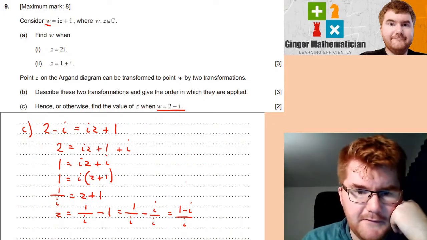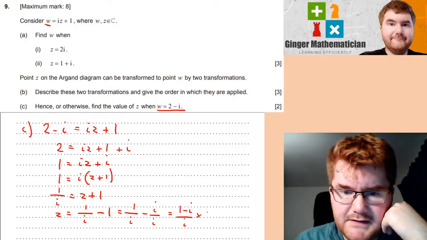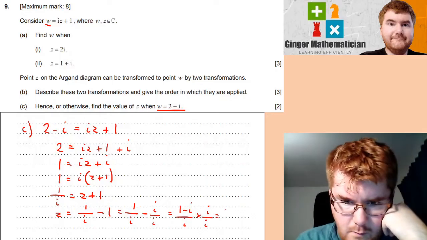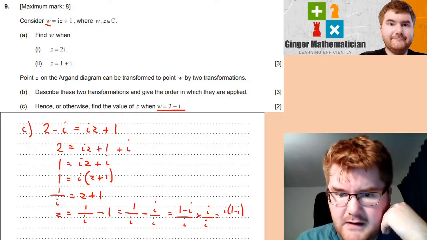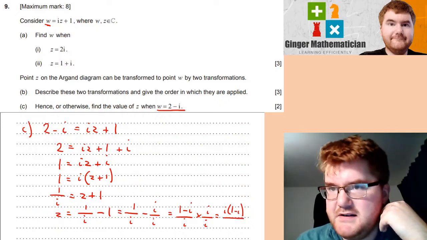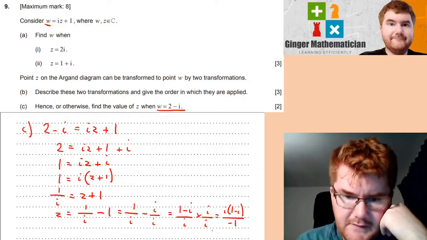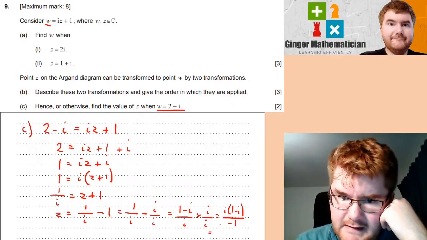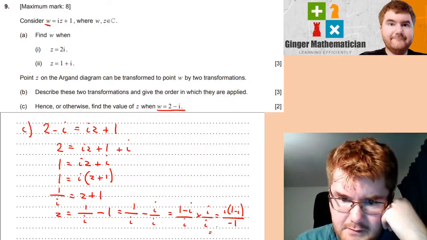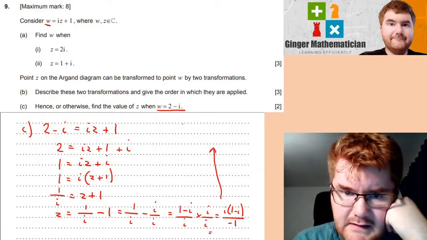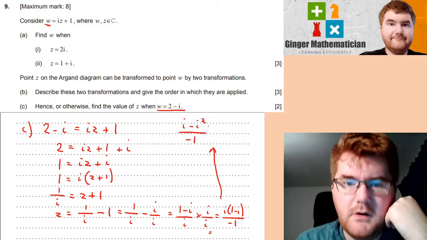So if we want to simplify this, we can then just multiply top and bottom by i. If we do that, we get i brackets 1 minus i on the top. We get i squared on the bottom. i times i is i squared, which is minus 1. It's not entirely clear in the question if they want to simplify it this way. And then we can just expand the bracket on the top. Let me pop this up here. So we get i times 1 is i minus i squared over minus 1.